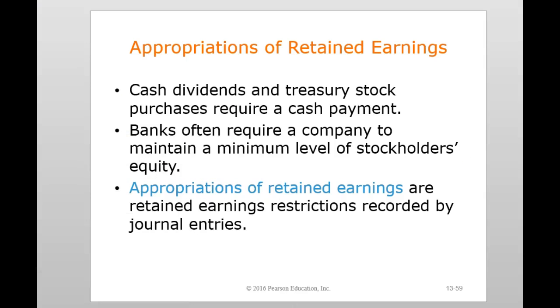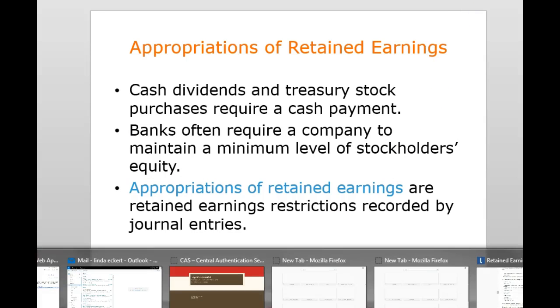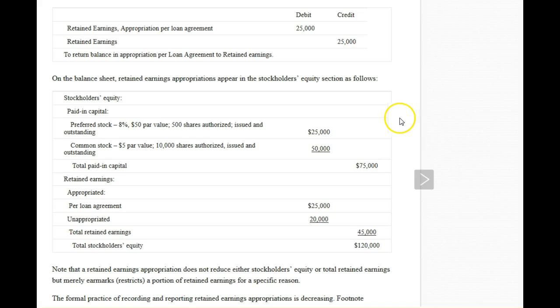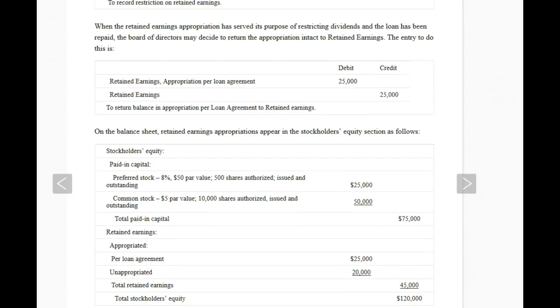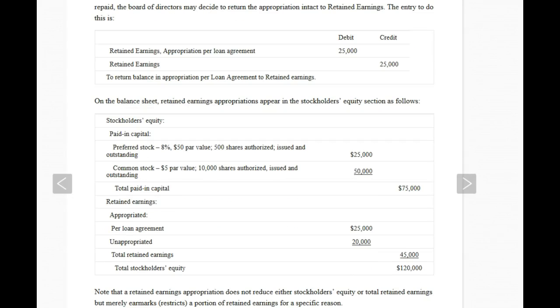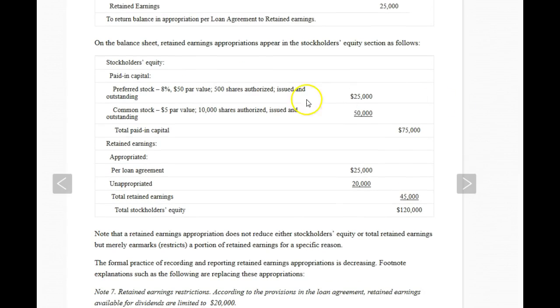Now, the other thing that the book doesn't show you, and I think this is really important, is how to record or present that to your shareholders. I found this, and I thought it would be really helpful. Here is your journal entry right here. And then on the balance sheet, this can be shown down here. Here's retained earnings. We show appropriated per loan agreement. You see this? And then it shows unappropriated retained earnings. And then it completes the statement of owner's equity.